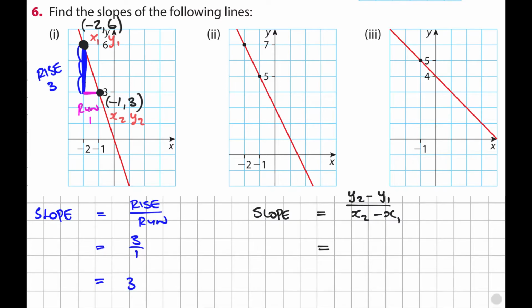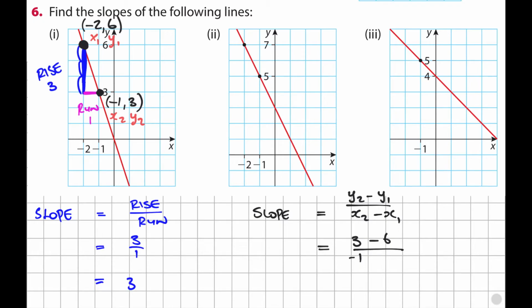So y2, which in this case is 3, subtract y1. I'm just following my formula, doing what it's telling me. So I'm putting in y2, which is 3, subtract y1, and y1 in this case is 6, all over x2, which in this case is -1, subtract x1, and x1 is -2.